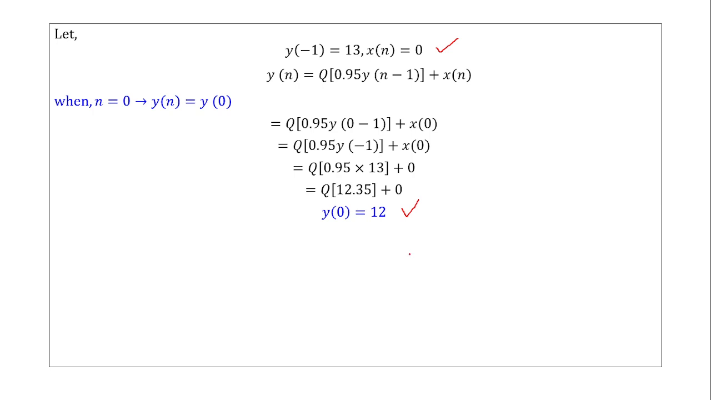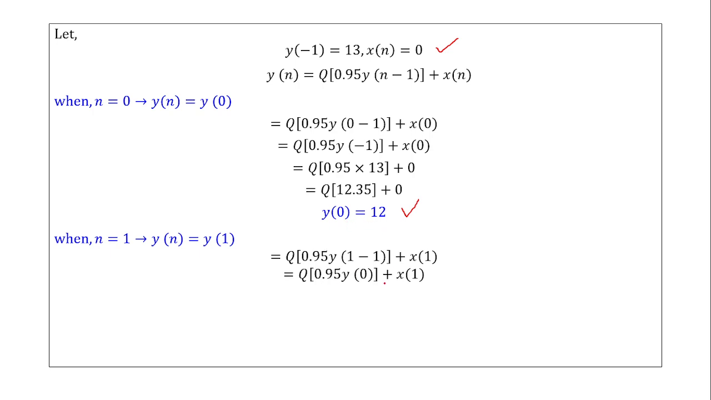Similarly, we are going to substitute n as 1, 2, 3 until we get the value of y of n as 10, because that is the deadband we have identified, and we will see at which period it enters into the limit cycle. So y of 1 equal to 0.95 y of 1 minus 1 plus x of 1. Y of 0 is 12, and x of n is 0 for n greater than or equal to 0. So 0.95 into 12 is 11.4. The rounded value of 11.4 is 11. So the quantized value of y of 1 is 11.